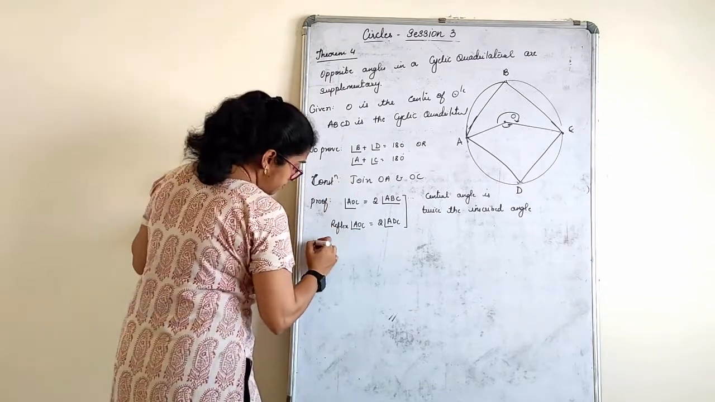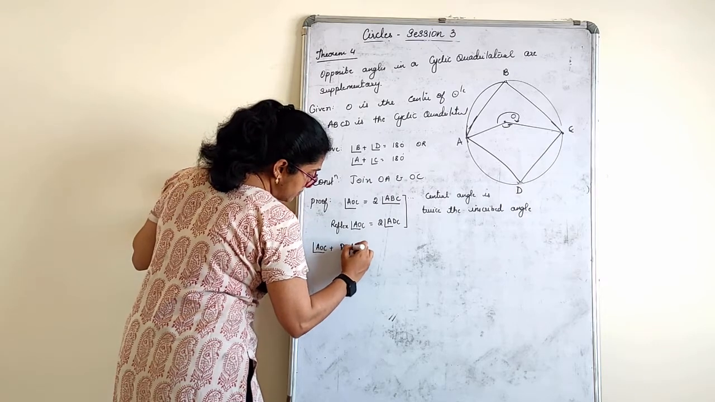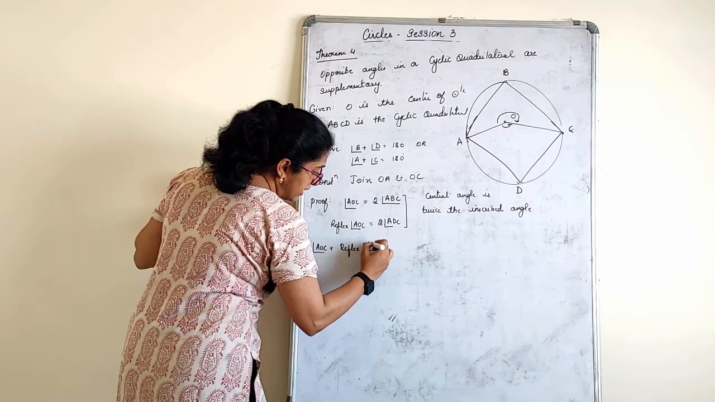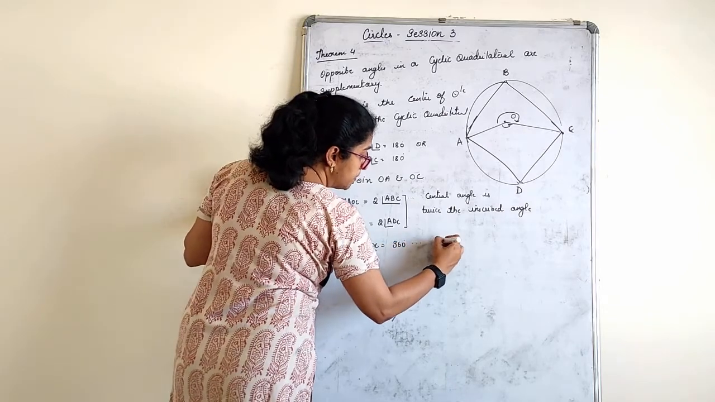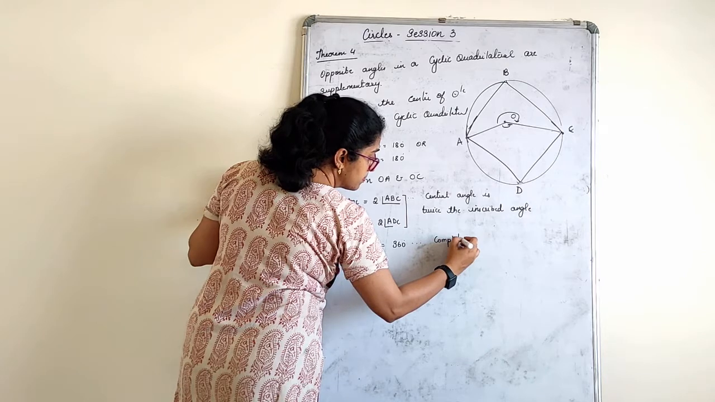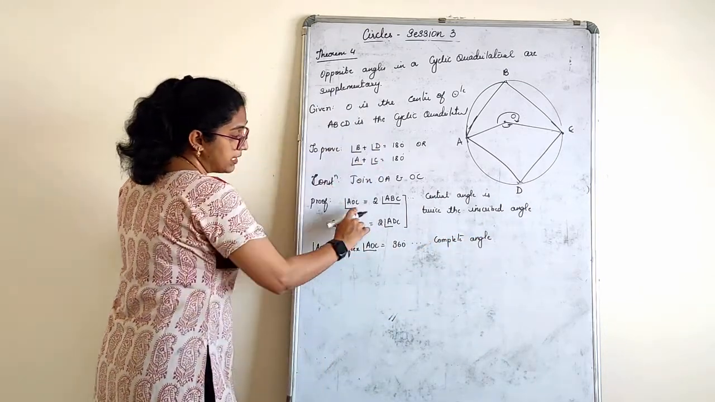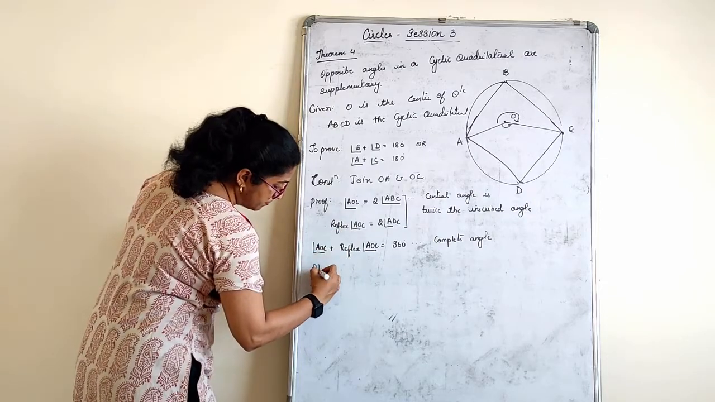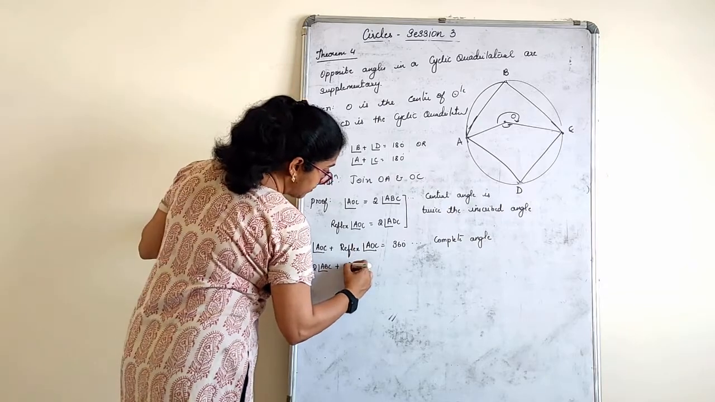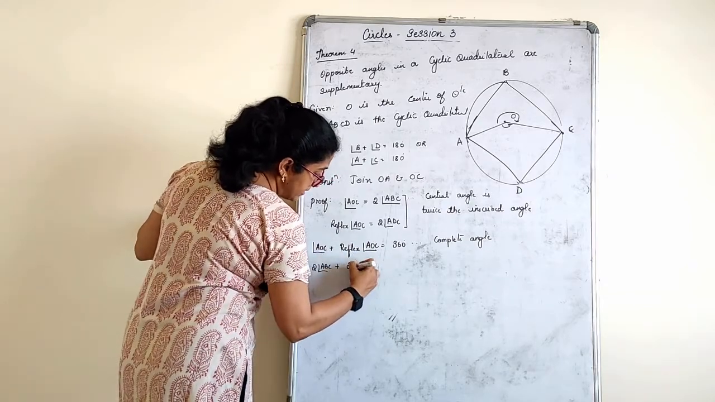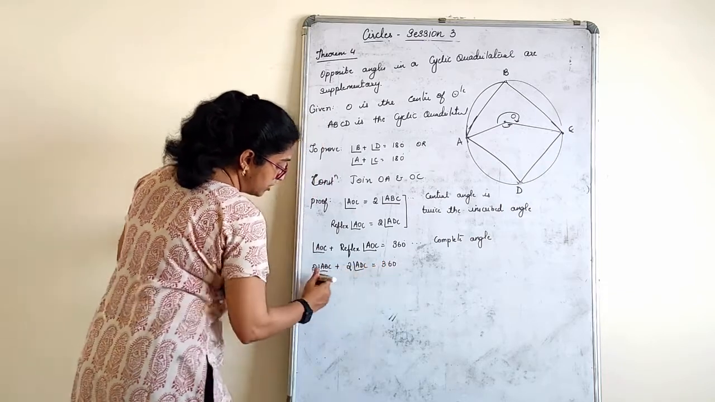Next part. Angle AOC plus reflex angle AOC is equal to 360, complete angle. Right? What is AOC? Twice ABC. What is reflex AOC? Twice angle ADC. So twice ABC plus twice ADC is equal to 360.